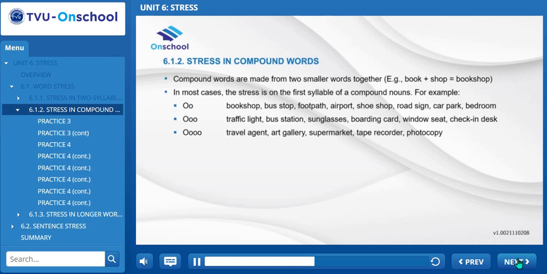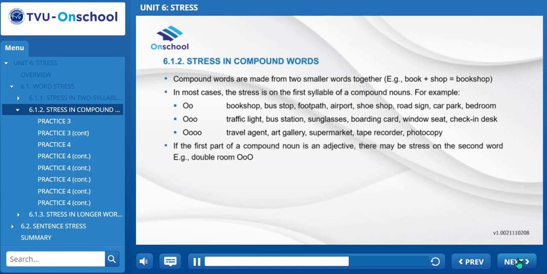or even longer words like travel agent, art gallery, supermarket, tape recorder, photocopy. If the first part of a compound noun is an adjective, there may be stress on the second word. For example, we can have double room.